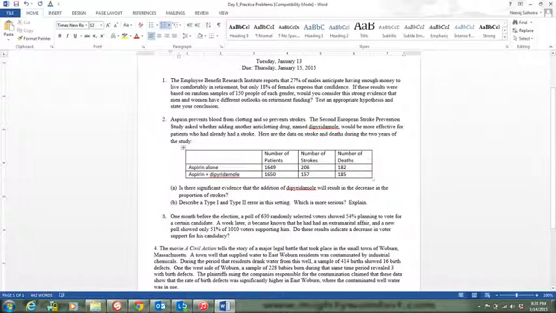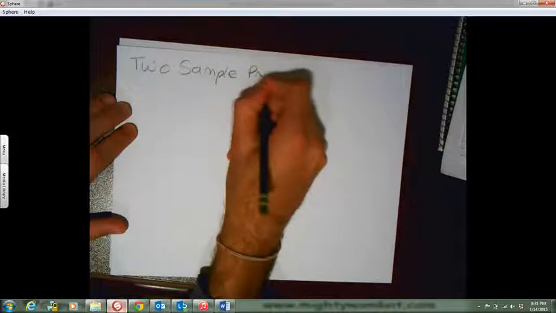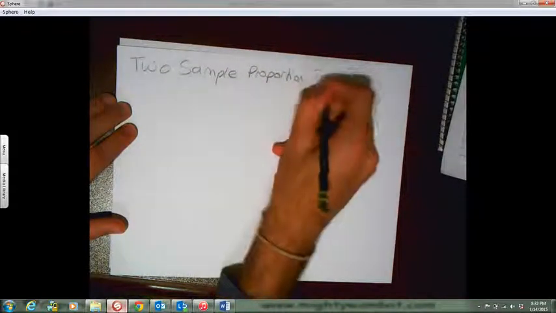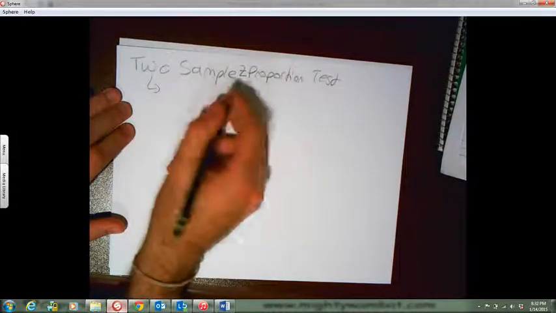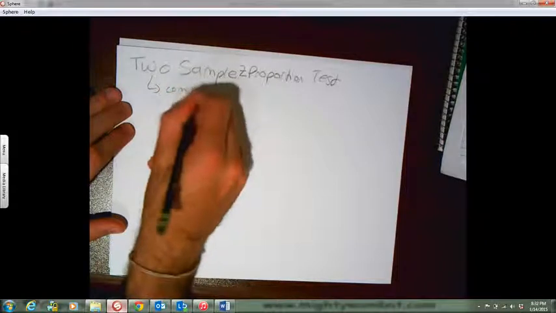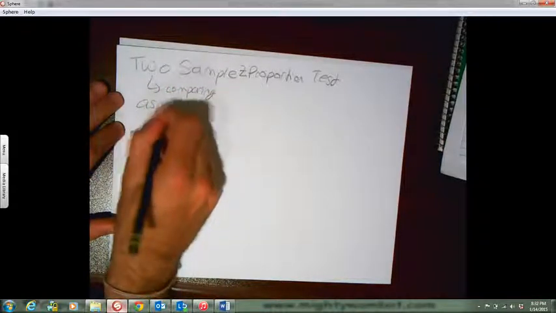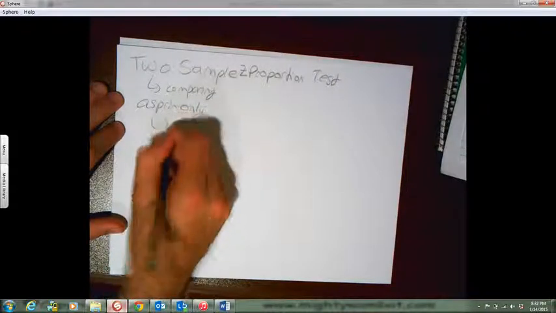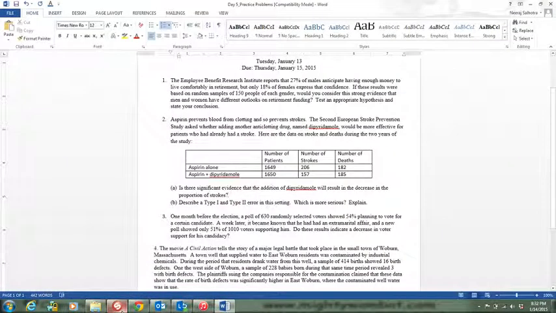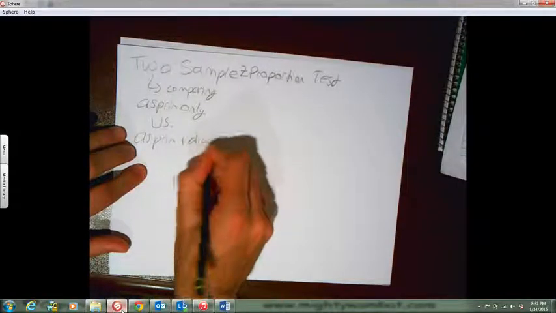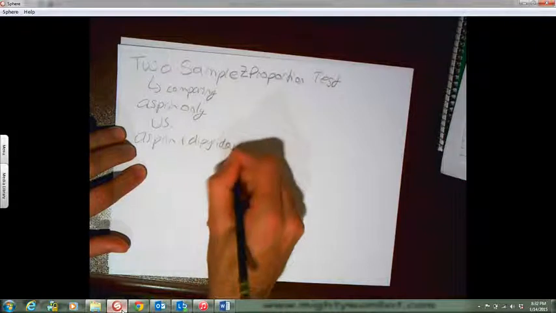So we have a 2-sample proportion test, a 2-sample Z proportion test. Make sure you put the Z there. 2 samples because we're comparing aspirin only versus aspirin plus dipyridamole. So there are 2 samples.